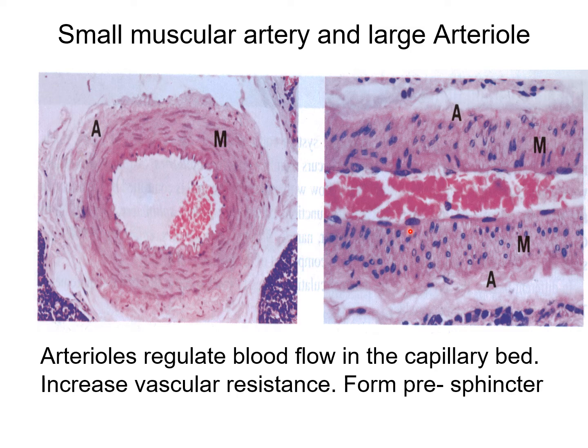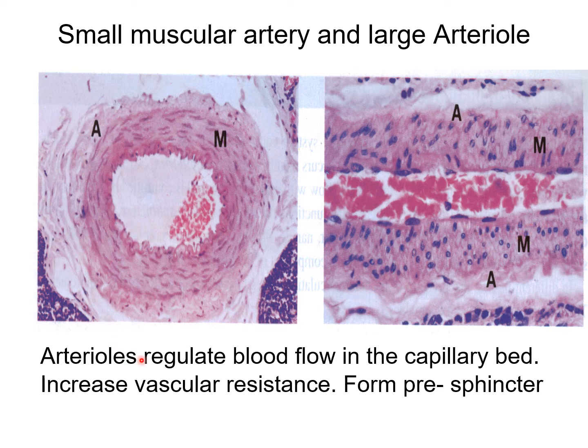See here also, this is one of the longitudinal section of small artery and the larger arteriole. Actually, there is no demarcation between these two. So one can see the thick layer of muscles, the endothelium, and the internal elastic lamina.